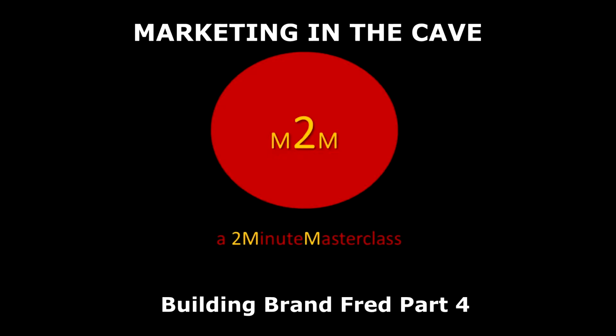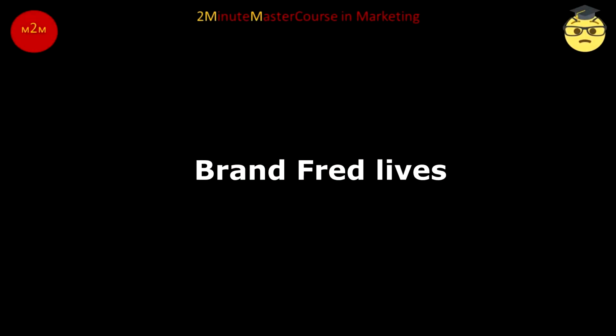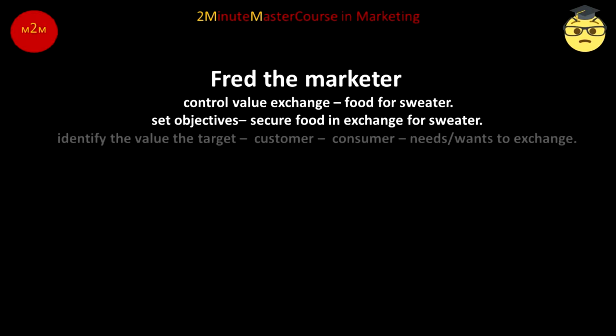Well, how are we getting on with the building of Brand Fred? Brand Fred is coming to life. Fred, the intuitive marketer, has controlled a couple of value exchanges, food for a sweater, twice. He's done so by setting objectives, to secure food in exchange for a Fred sweater.